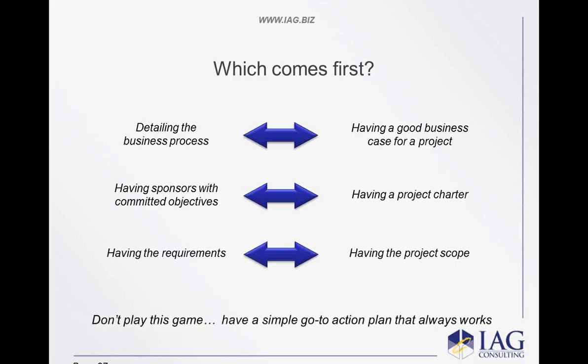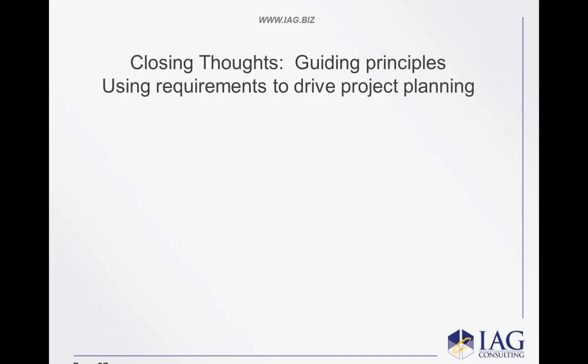You have to have a simple go-to action plan. All I'm doing is taking one from one thread and one from the other thread and asking you that question. Have the requirements or have the scope, right? I'm just taking one off of each of those prior threads of governance, project management, and business requirements. Don't play that game. Have a simple go-to action plan that always works. Use the set of techniques that we're talking about. It'll break the logjam. You can move it forward.